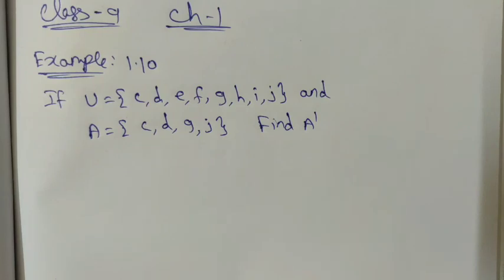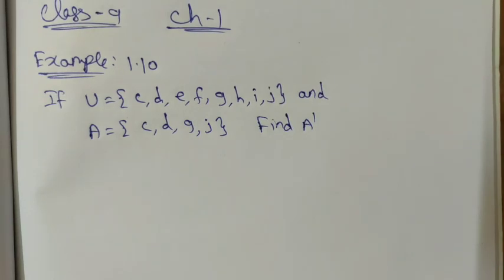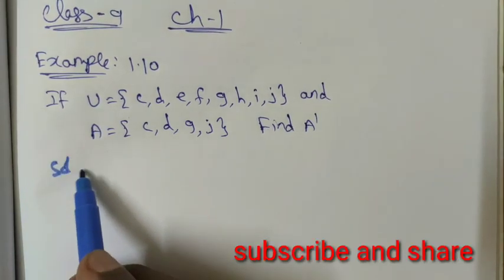Class 9, Chapter 1, Example Sum 1.10. If the universal set is given as C, D, E, F, G, H, I, J and A is the set C, D, G, J, find A dash. A dash means complement of A. That is the solution, right?